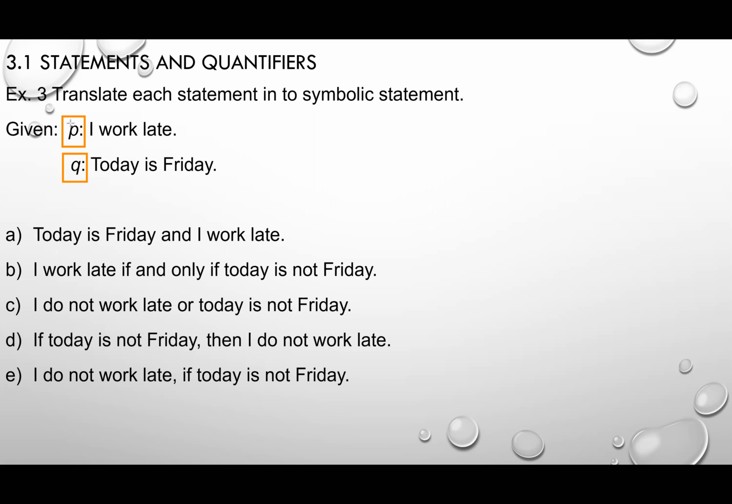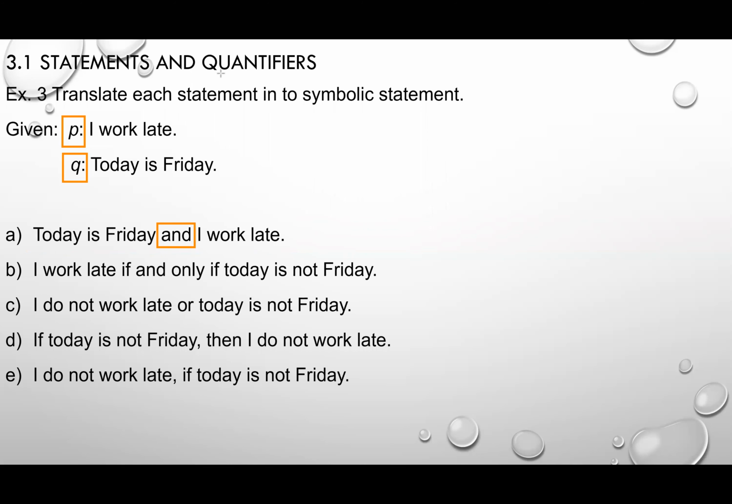So what I ask you is, if I give you this sentence, "today is Friday and I work late," can you convert this sentence into symbolic using the P and the Q that I identified? I have the P, I work late, and the Q, today is Friday. Looking at this, wherever you see Friday, that is your Q. And what is my connector? My connector is "and."